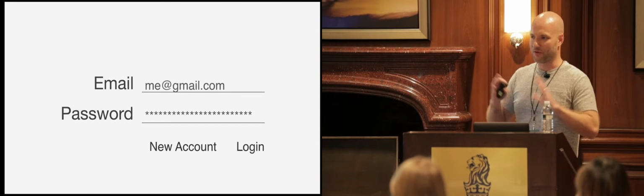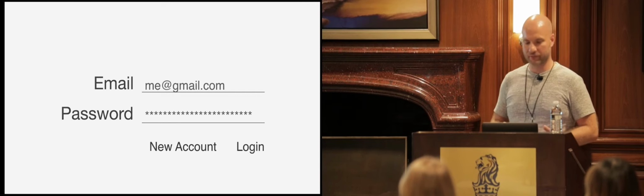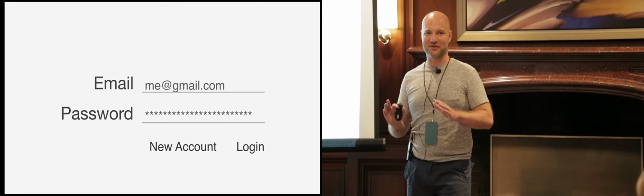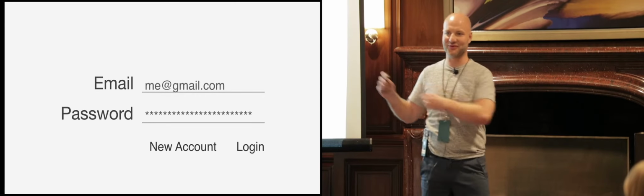OK, so that's the basics. That's Constraint Layout 101. Let's take a look at a real view and talk about how we might actually design that with constraints. So here's a really simple email, password, login, new account form. And to be clear, this is not a talk about how to design a login form. There are many, many problems with this login form, but it's good for talking about constraint layout.